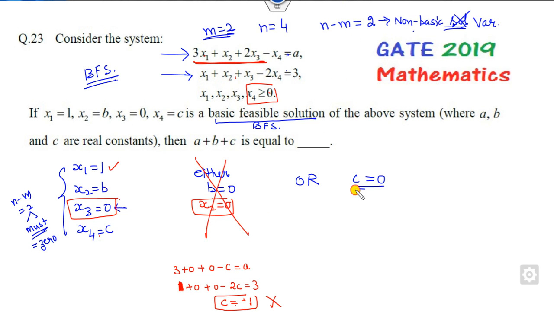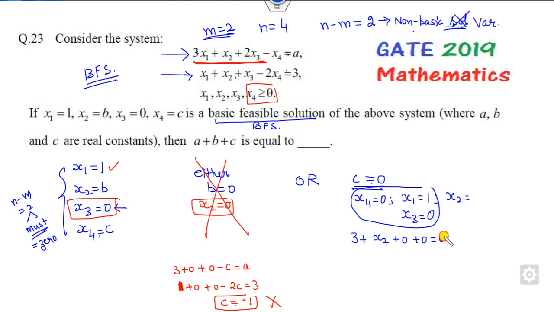Now look at this case. What is the meaning of c being 0? x4 is 0, x1 is 1, x2 we still need to find, and x3 is 0. So I can substitute these values in the first pair. This is a 3. X2 we still need to find. X3 is 0. X4 is 0 here. And for the second pair it's a 1. X2 we need to find. X3 is 0. X4 is 0 here. So clearly X2 is 2.